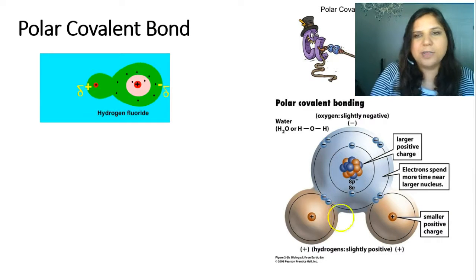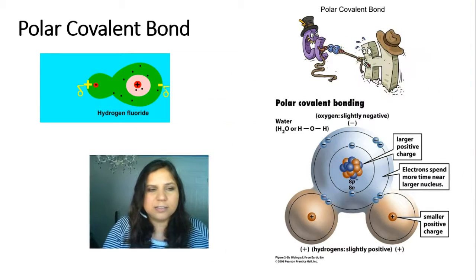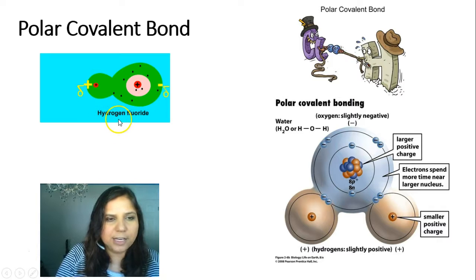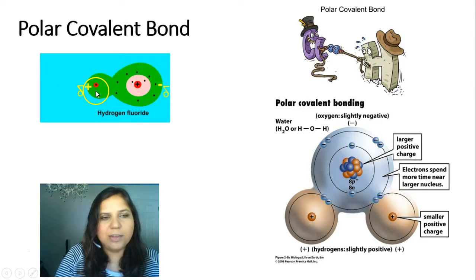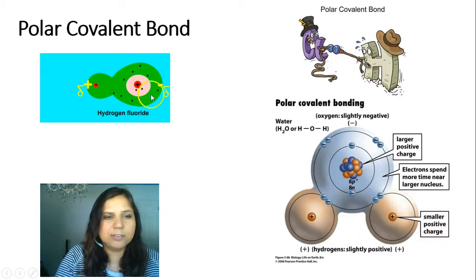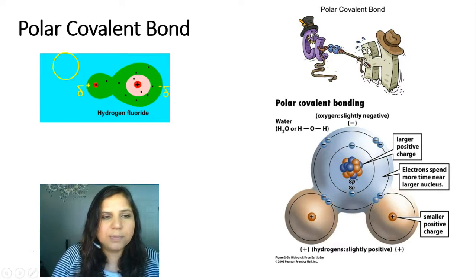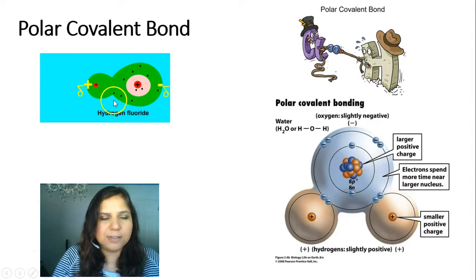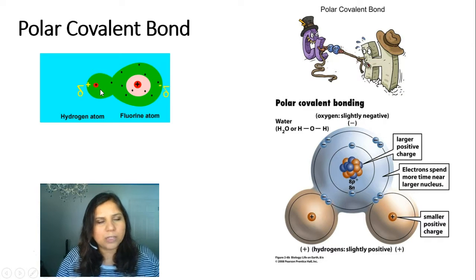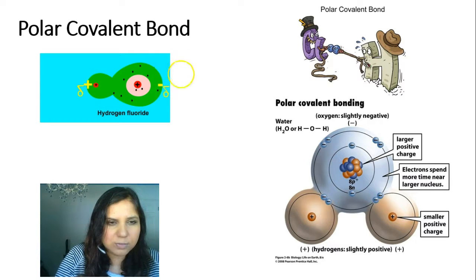Next we have a polar covalent bond. To demonstrate that, I have hydrogen fluoride. You've got a hydrogen atom with one valence electron, and a fluorine atom with 7 that could use one more. The hydrogen and the fluorine share as they come close together. Because fluorine is more electronegative than hydrogen, it tends to hold on to that electron better, and so the electron is mostly with fluorine.